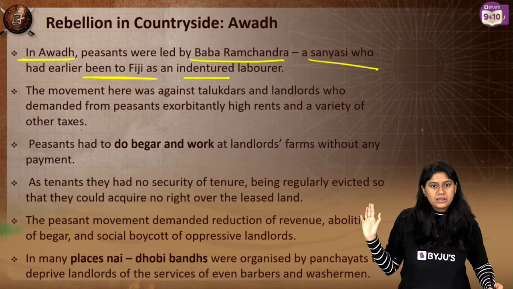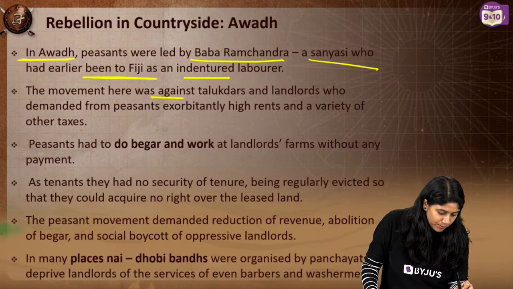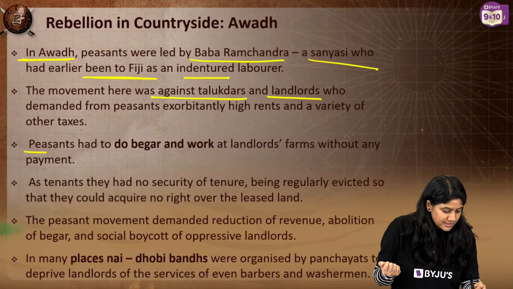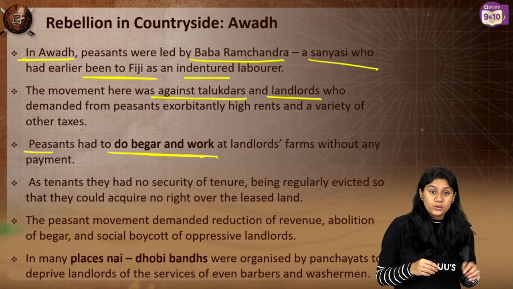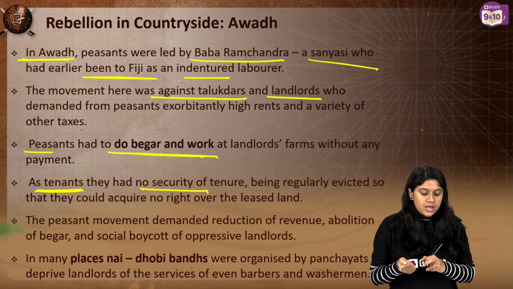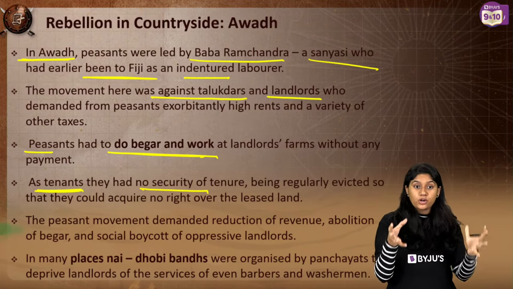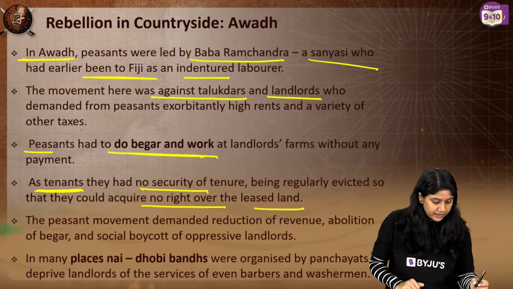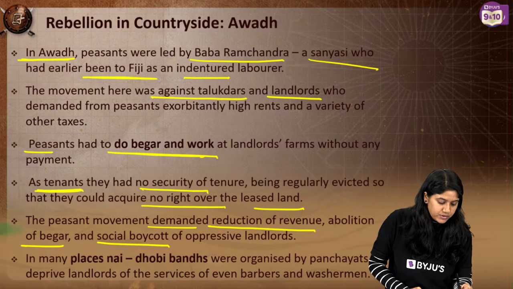You can take a screenshot, it's there in your textbook also. But remember that we have to study each and everything. They started the movement against the talukdars and the landlords who demanded high taxes of revenue from the peasants. Peasants had to do begar and work for the landlord without any payment. This is a very important word. As tenants, the people who are working have no security of work. If the landlord feels that this person is not working correctly or is trying to rebel, they'll ask him to go. So there's no security of work. No right over the lease land also. That is also a sad thing. The peasants demanded the reduction of the revenue, abolition of begar and the social boycott of the oppressive landlord.